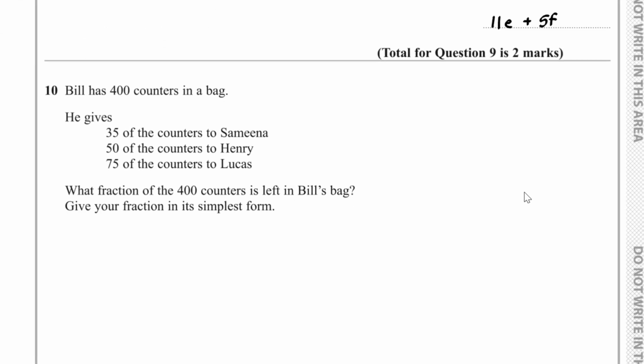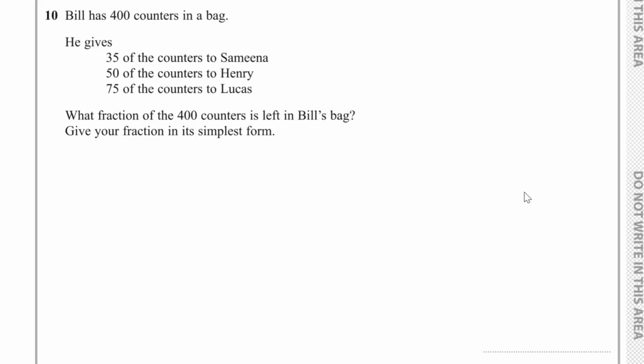Question number 10. Bill has 400 counters in a bag. He gives 35 of the counters to Samina, 50 of the counters to Henry, 75 of the counters to Lucas. What fraction of the 400 counters is left in Bill's bag? Give your fraction in its simplest form.